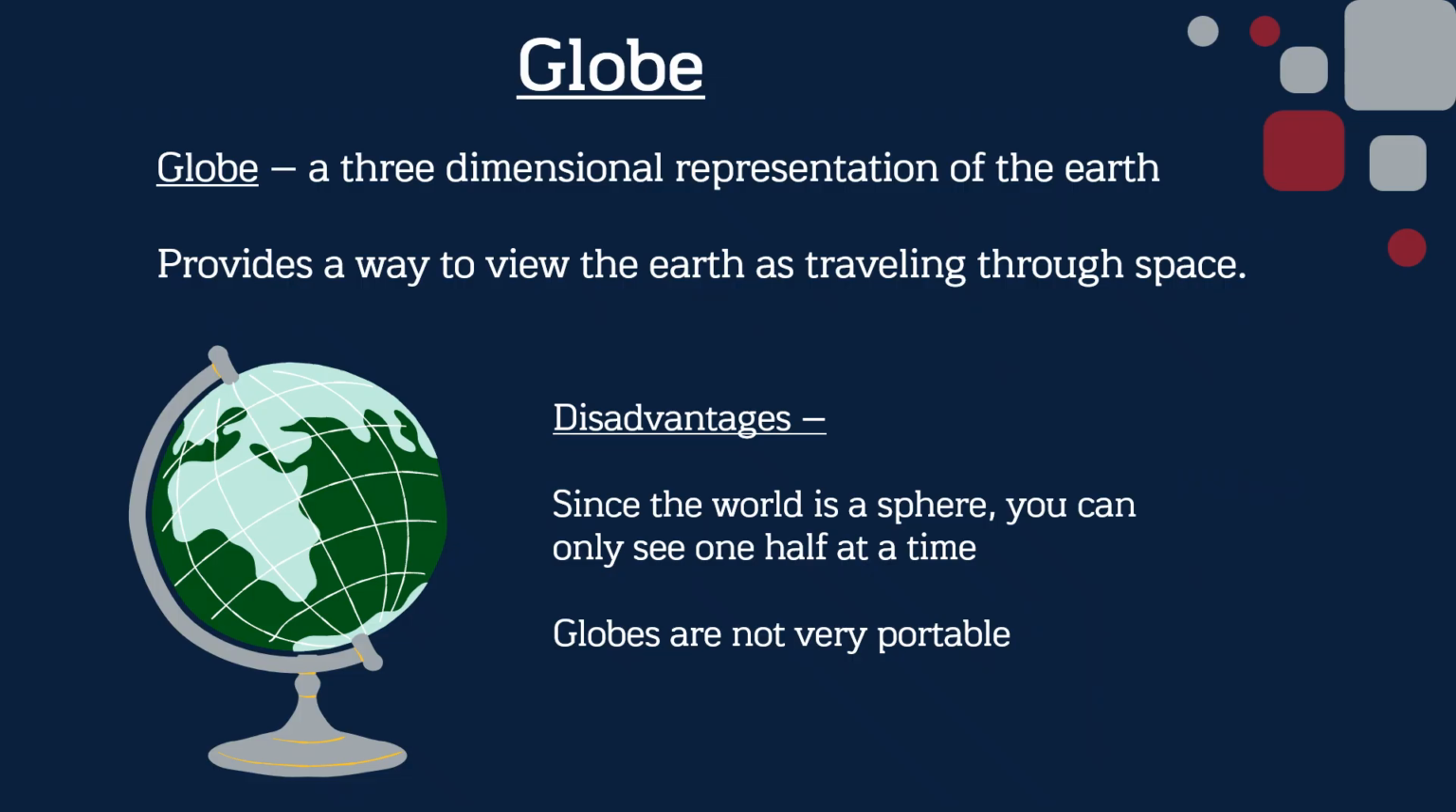Now, a globe is a three-dimensional map. It has height, width, and depth to it. It is the most accurate way to show how large something is in comparison. If we're talking about the size of countries or continents or planets, globes are the best things we have.